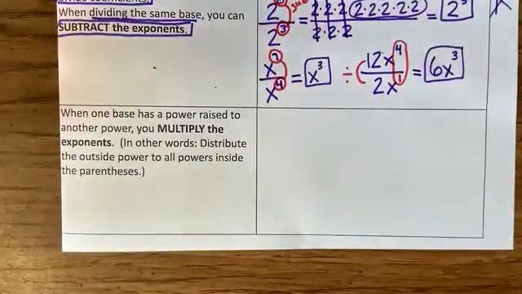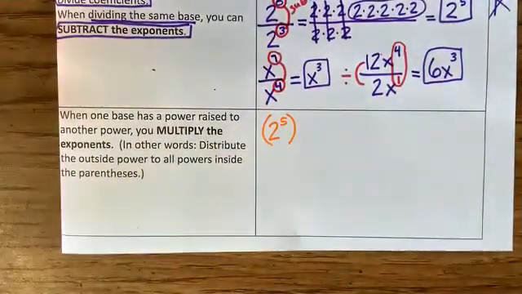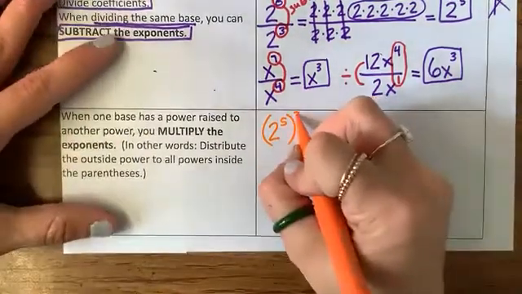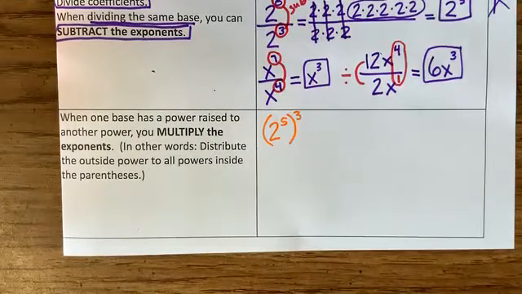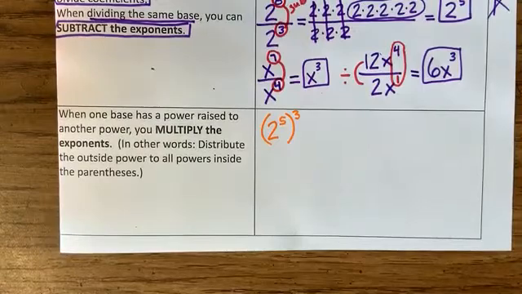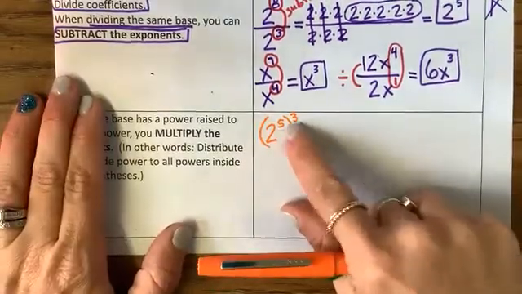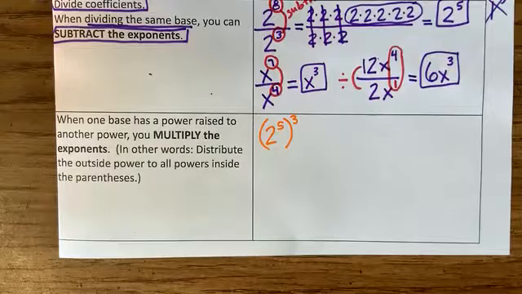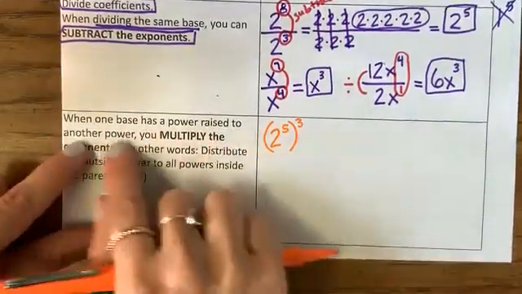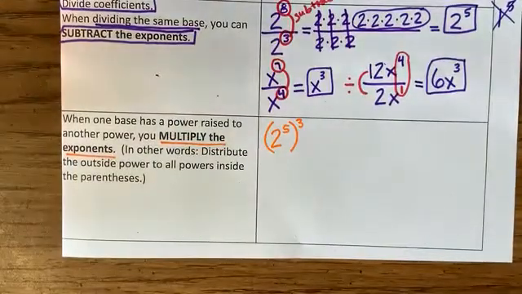Here we go. All right, so let's look at 2 to the 5th, and it's in parentheses. So 2 to the 5th is raised to a power, raised to another power. There's only one base, and it has a power raised to another power. That's why it's called power to power, power to a power, power of a power, whatever they call it. It means you have one base, and there's this outside power along with the inside one. When one base has a power raised to another power, you multiply the exponents.